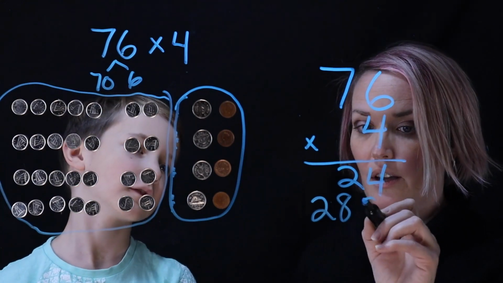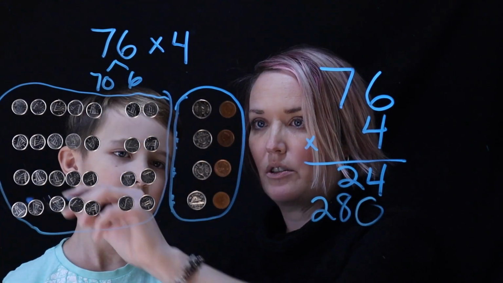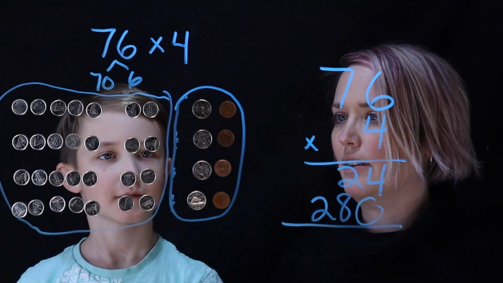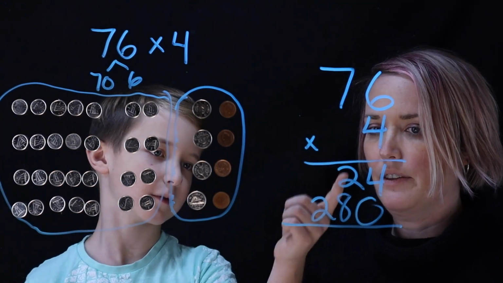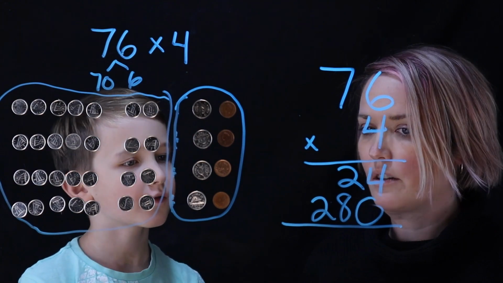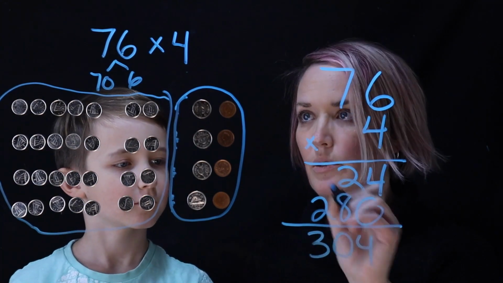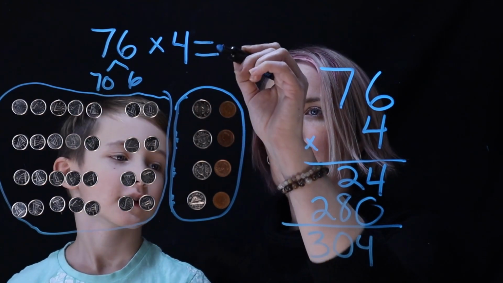Okay, because there's 24 cents here and $2.80 there. So what's the total amount of money we have here? Well, when we add this up together, it's 304. So 76 times 4 equals 304.